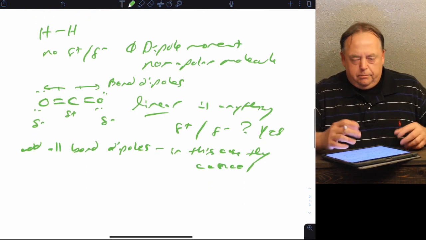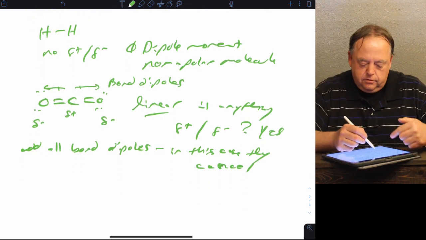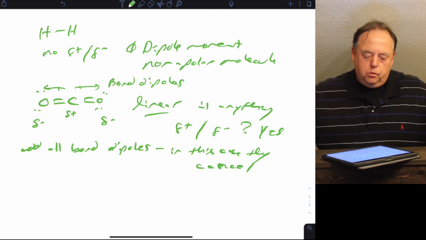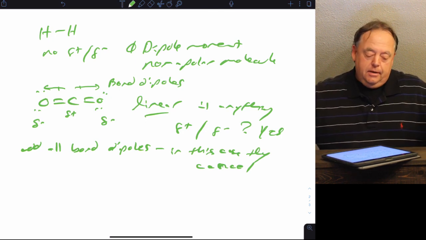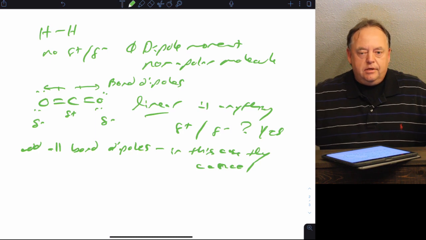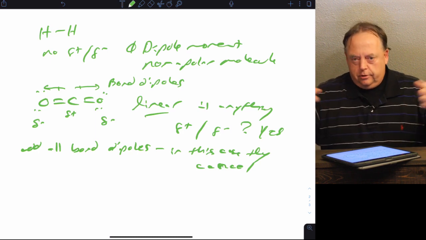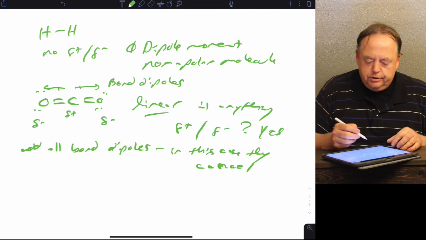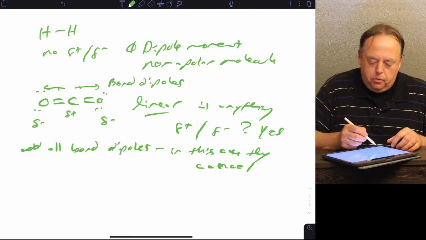So I like to think of it like playing tug of war. If the two oxygens are stronger than carbon and they both started pulling on the rope, which way is the carbon going to move? And the answer would be not at all, because the two oxygens are equal in strength, so they're just going to cancel each other out. So it's like two forces in opposite directions, they cancel each other out, so there's no net dipole moment.